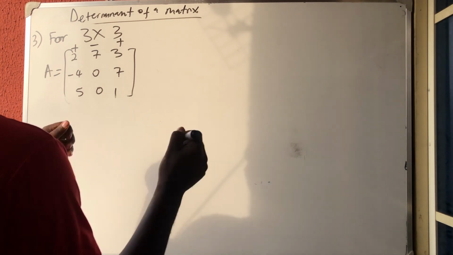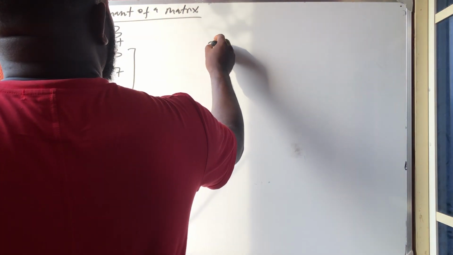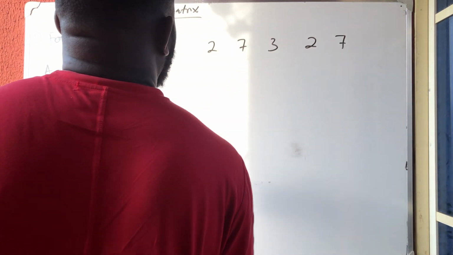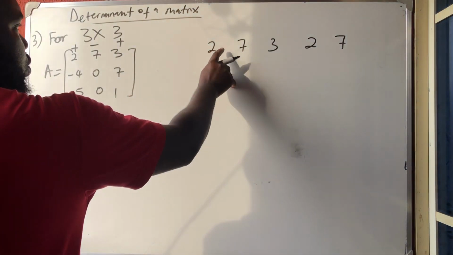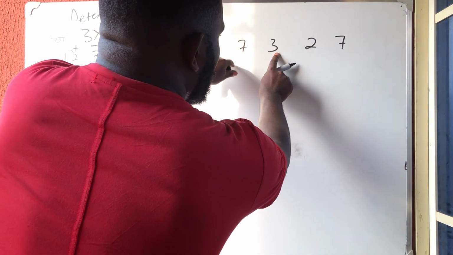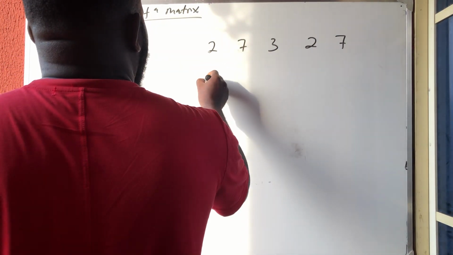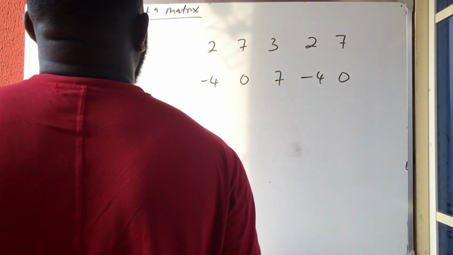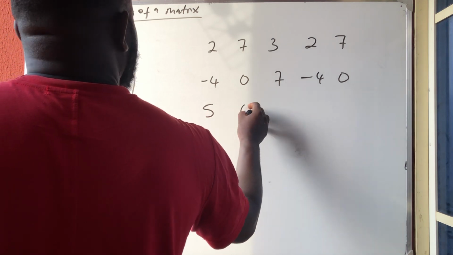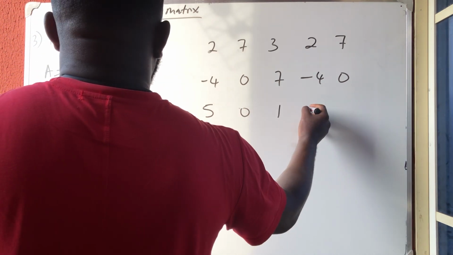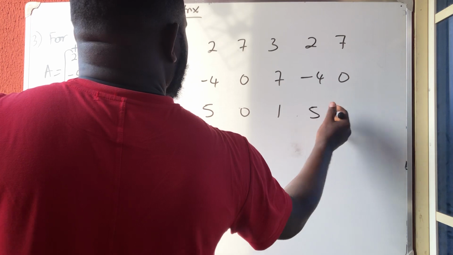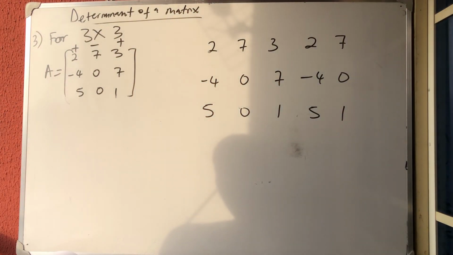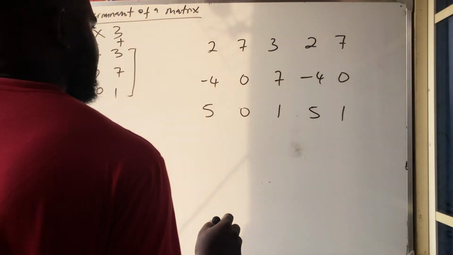So what do you do? Just write this thing out like this: 2 7 3, then 2 and 7 again. There will be 5 numbers: 2 7 3, then repeat the 2 and 7 again. The same thing here: minus 4 0 7, then minus 4 0. Then the last one is what? 5 0 1. Then what do you do now? Minus 5 again 1. Okay, so now draw the diagonals the way it will be.